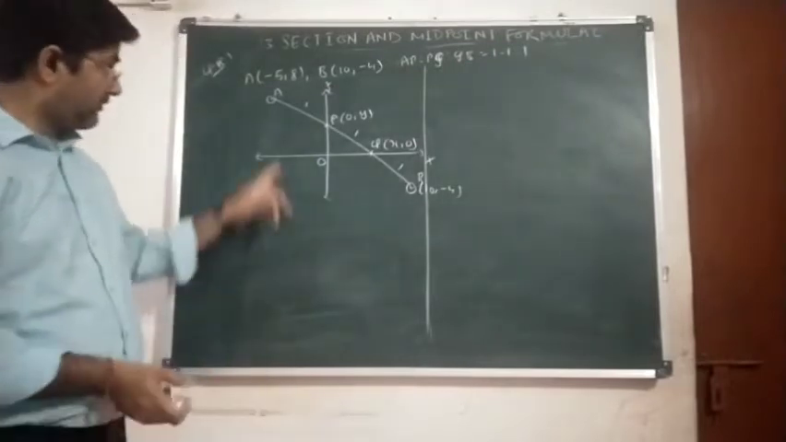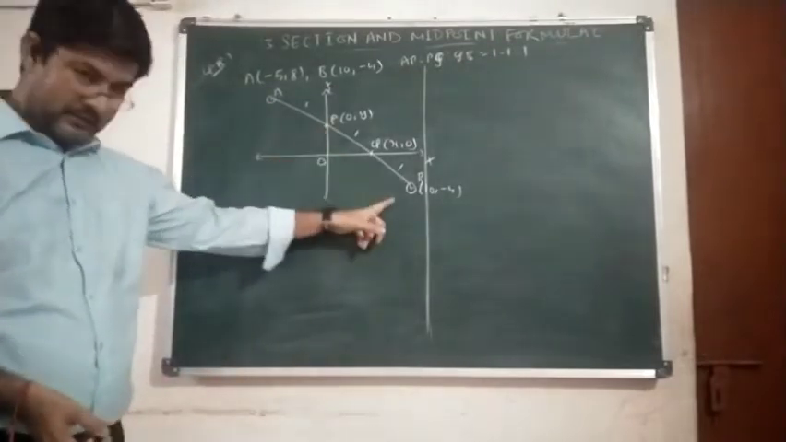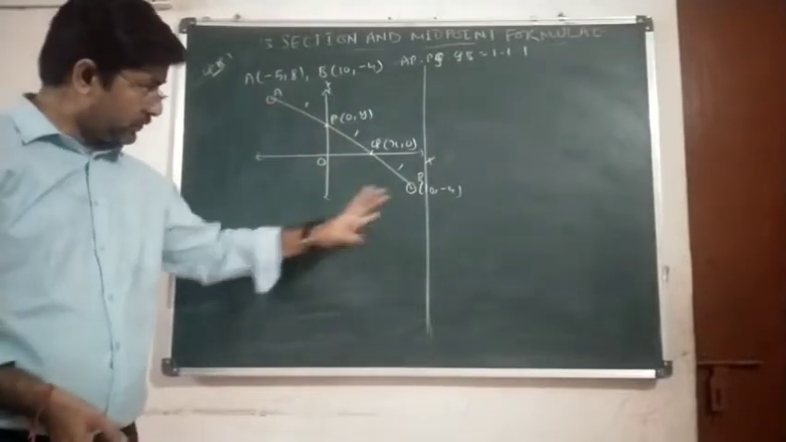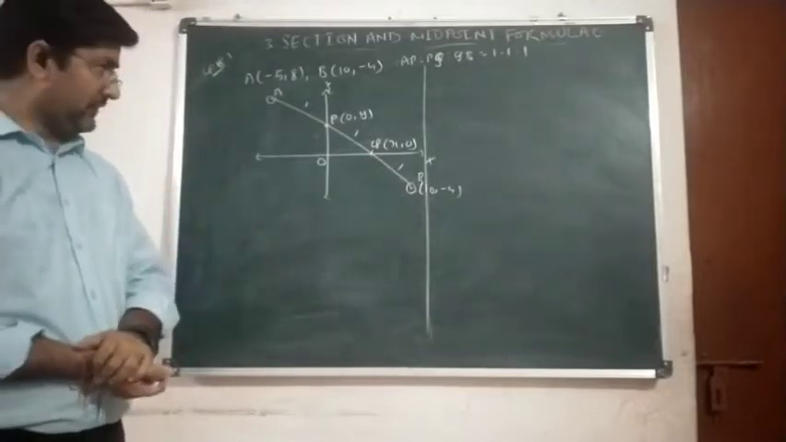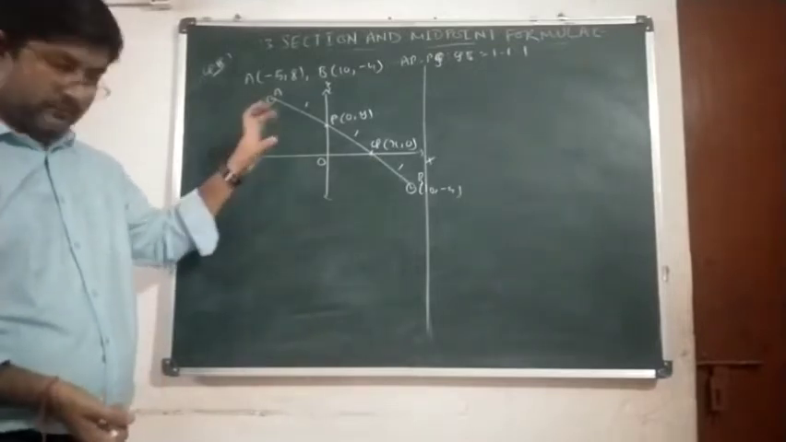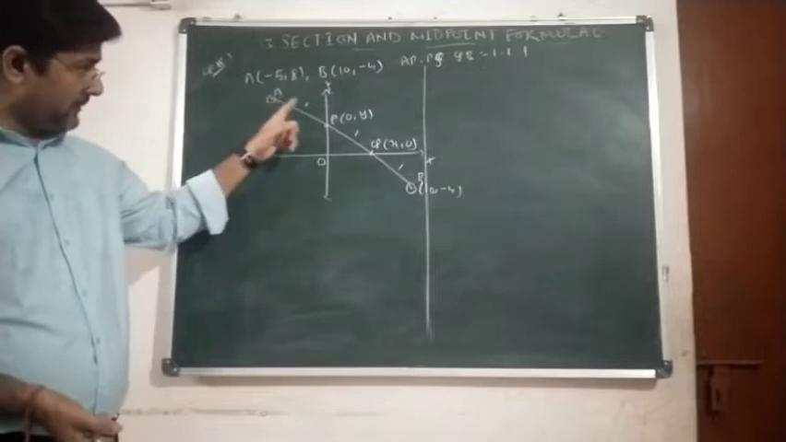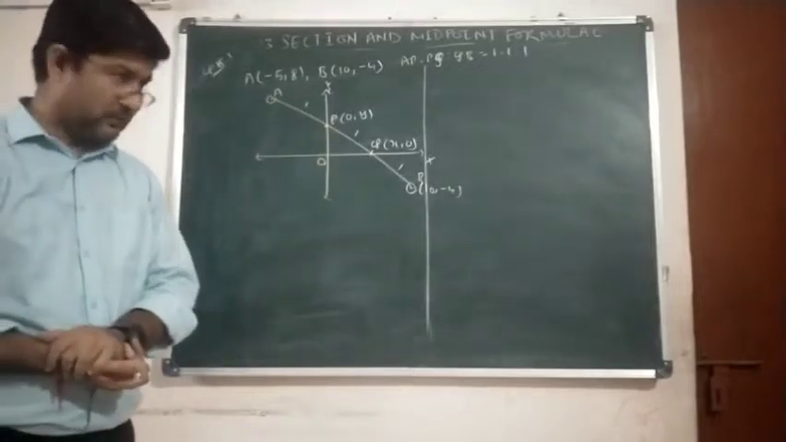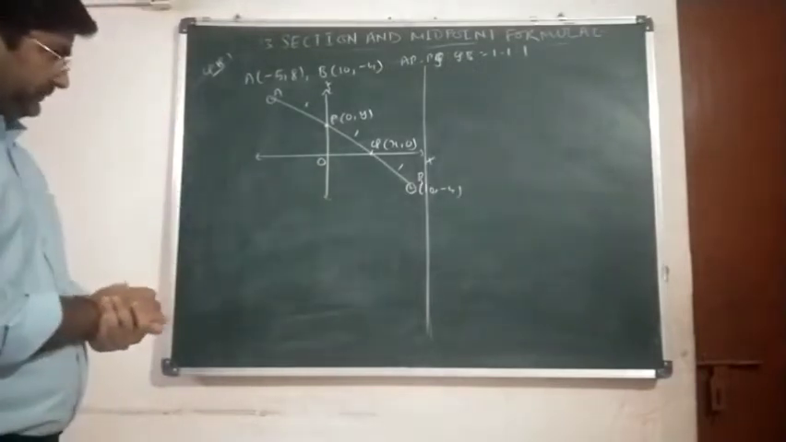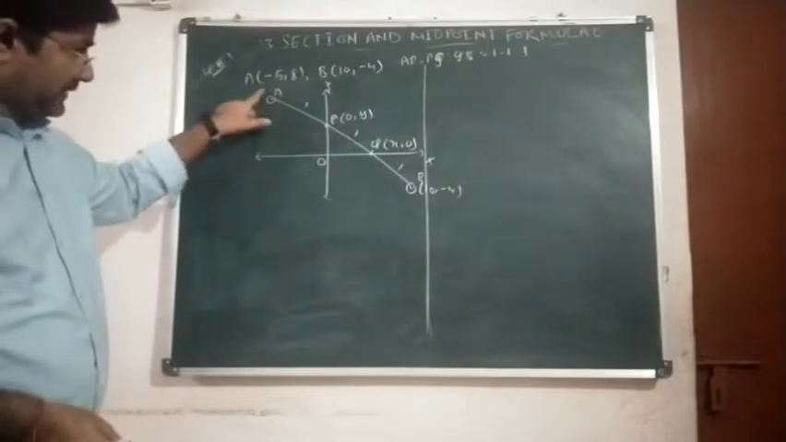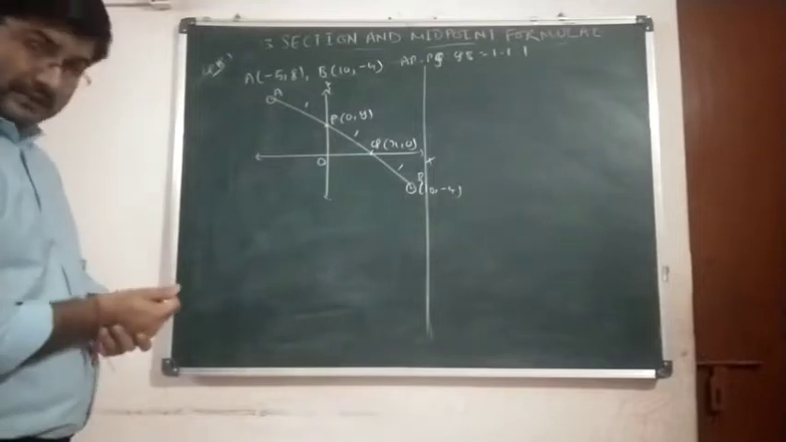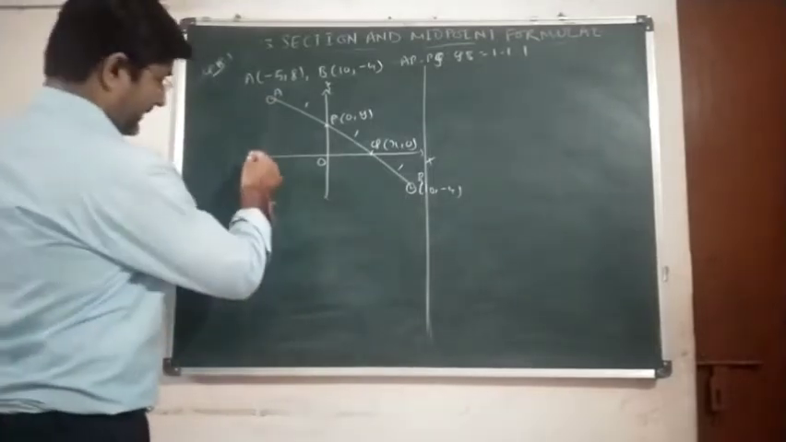To do that, first we will find the ratio AP is to PB, then we will calculate the ratio AQ is to QB, and then we will find AP, PQ and QB. Clear? Okay, so let us do that. First we will find the ratio AP is to PB, and for that we will use the section formula. The coordinates of A and B are given.